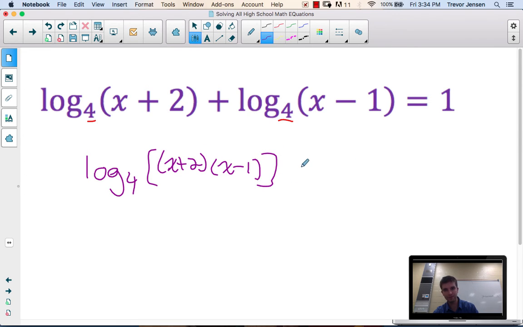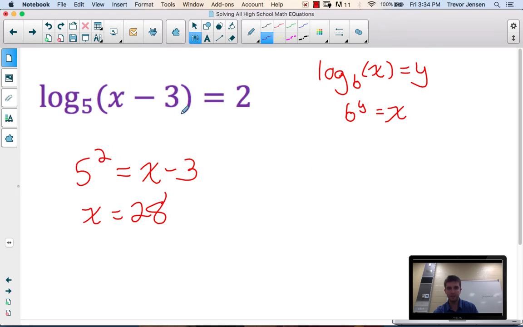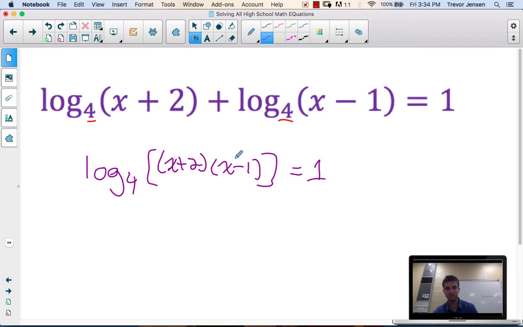So I combine right as a single log. Once we've done that, now this looks just like this question. A log equals a number. Once you get to log equals number, rewrite it in exponential. So 4 to the 1 equals the argument, (x + 2)(x - 1), which I will expand.